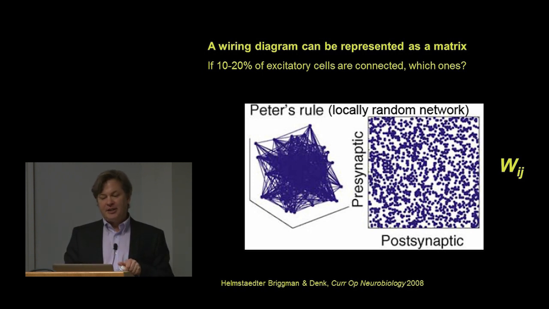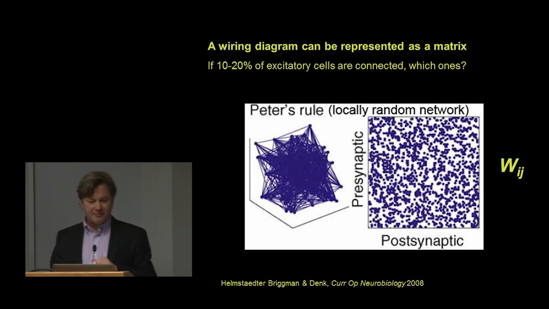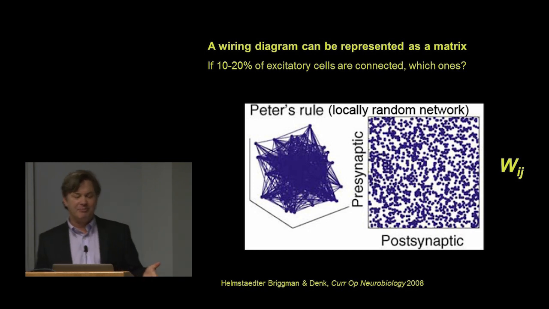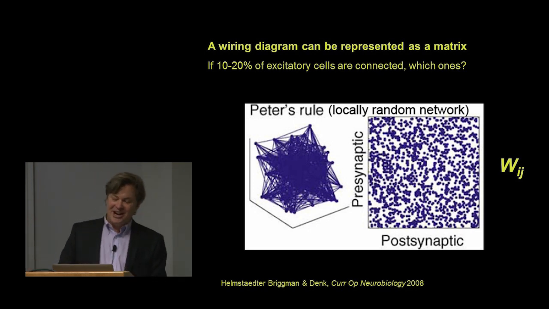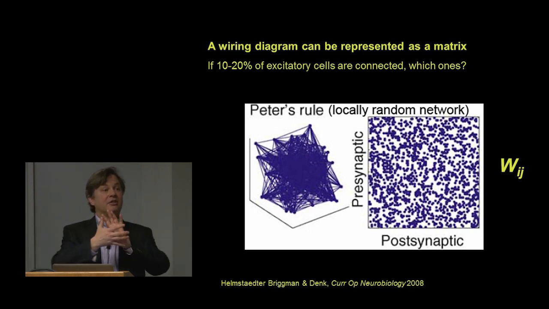Just to give the idea that a wiring diagram can be represented as a matrix, and here I have 10 to 20%, but let's call it 10 to 20% of excitatory cells are connected, and the question is which excitatory cells are connected. And here, if Peter's rule were true, the network of, in particular, of one cell type connecting to itself, that matrix would be formally random.